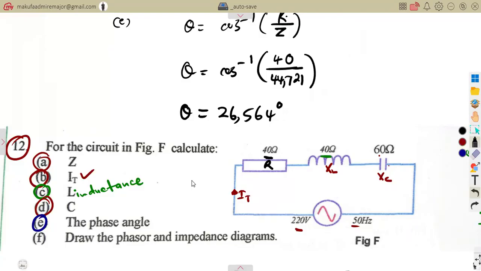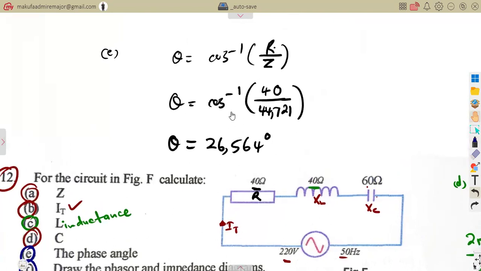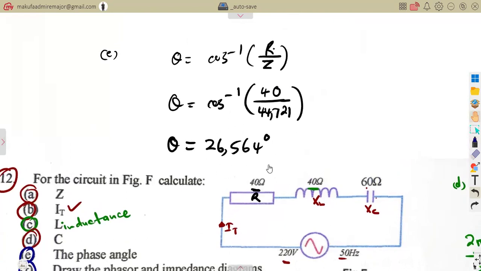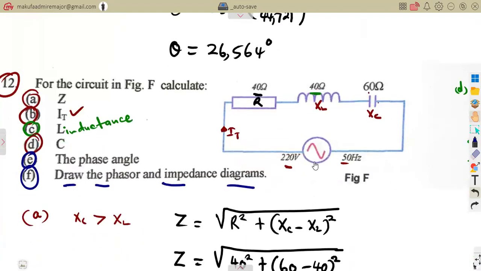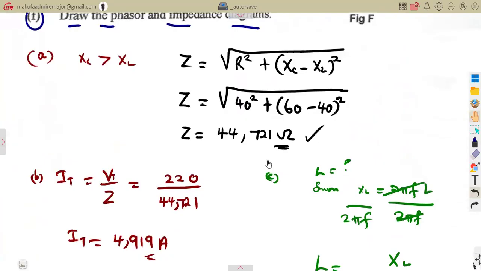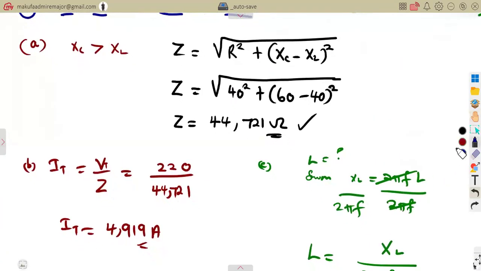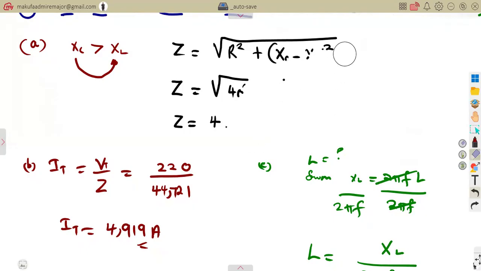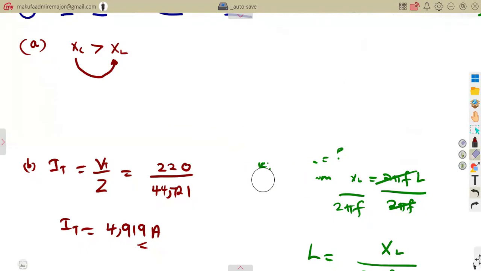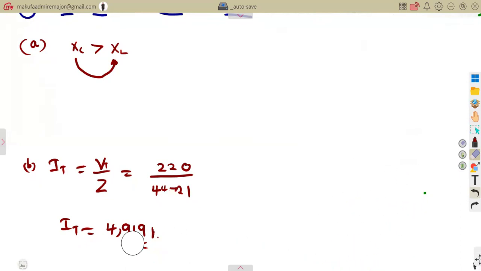That is the phase angle between the current and the voltage, or it can be taken from the impedance triangle, the impedance diagram, which is the one they are asking you to draw, the phasor and impedance diagrams, with an angle of 26.56 that we got here. What is important on your phasor or impedance diagram is what I explained in that first part: what is bigger than what? XC is bigger than XL. With this consideration that we are given, that alone can help us to answer this.